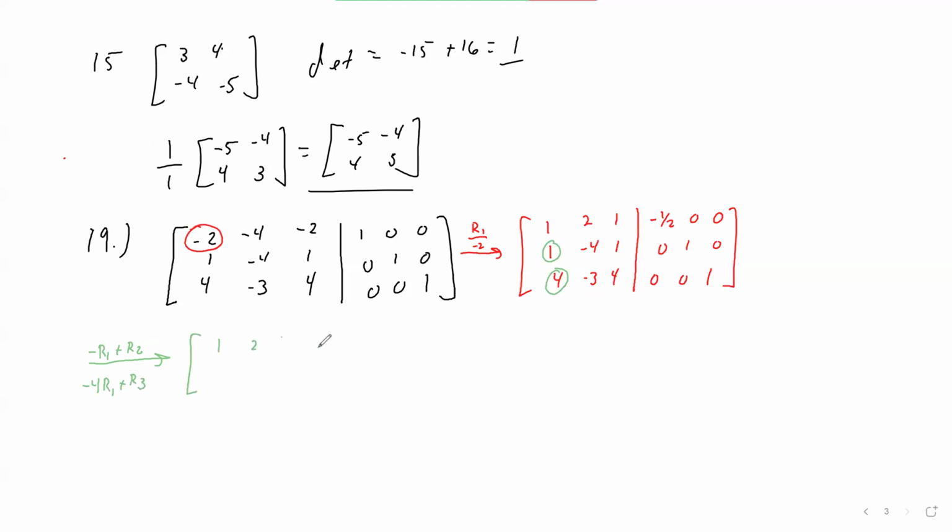So row 1 will remain the same. All right, so -1 plus 1 is 0. -2 plus -4 is -6. -1 plus 1 is 0. -1/2 plus 0 is 1/2. 0 plus 1 is 1. 0 plus 0 is 0. -4 plus 4 is 0. -8 plus -3 gives me -11. -4 plus 4 is 0. -4 times -1/2 is actually +2. So that gives me 2, then 0, and then 1.